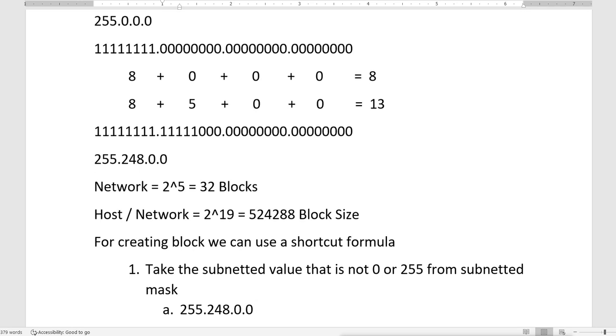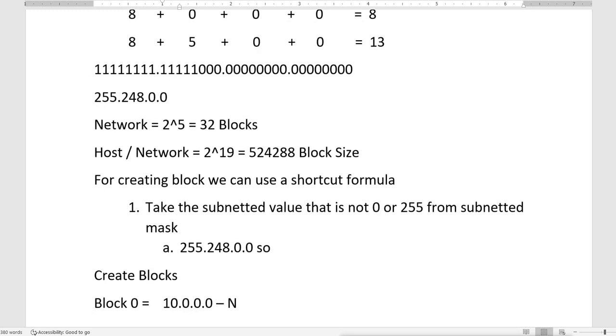This is our subnetted mask, 255.248.0.0. These are 255 values and these are zeros. So what is not 255 or 0? This one, 248. So the subnetted value is 248.